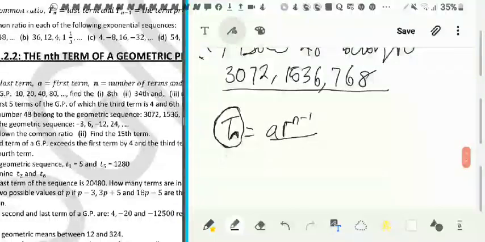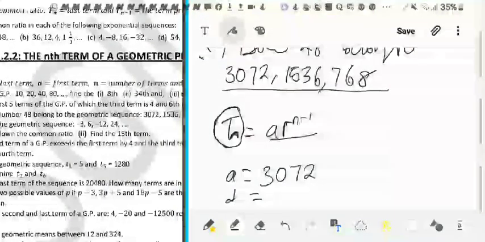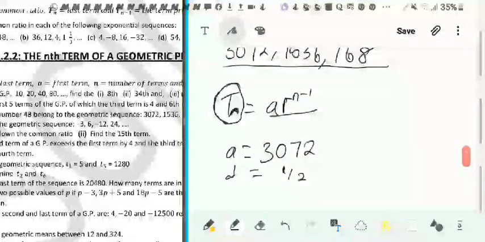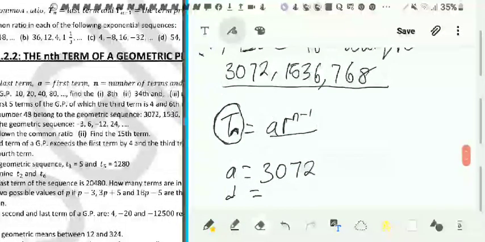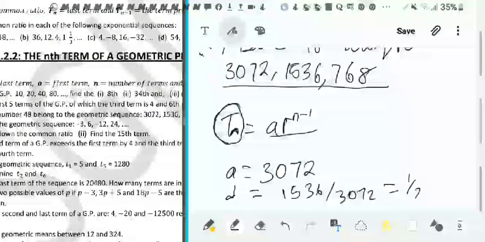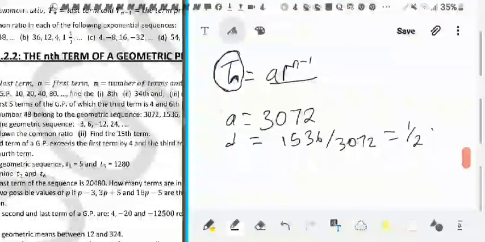So we're going to be equating to 48. First, let's get our A. A is 3072. And R is equal to 1536 divided by 3072, giving you 1/2.